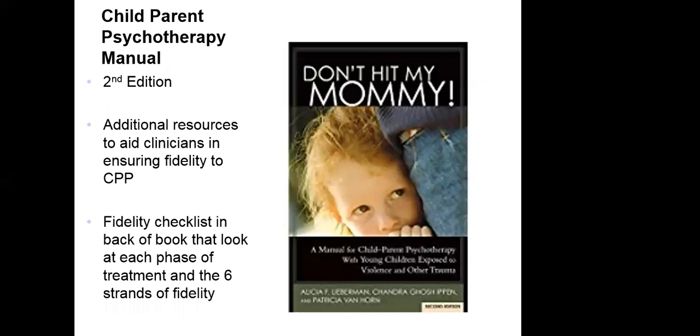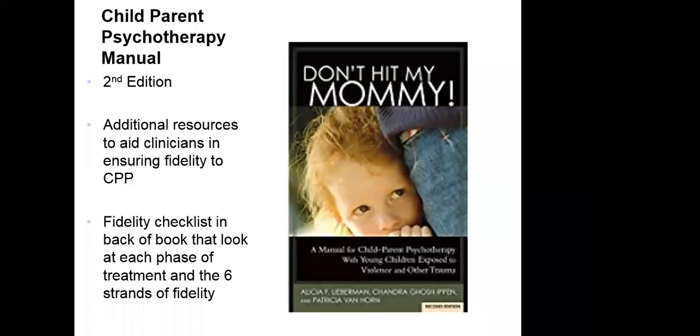This is the manual for child-parent psychotherapy. As you can see by the title, Don't Hit My Mommy. It was initially around domestic violence and physical abuse issues. This is the second edition. This edition has additional resources in the back of the book that help promote the fidelity of child-parent psychotherapy. It goes over the 3 phases of child-parent psychotherapy. The first phase being the assessment engagement phase, a foundational kind of phase. The second one, the core intervention phase, where you would be looking at the ports of entry and things like that. And the last phase would be the recapitulation and termination phase. Anyone doing therapy knows that's kind of the standard 3 phases of any treatment work.